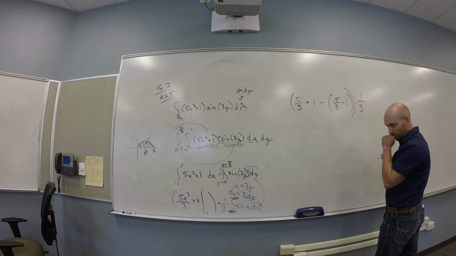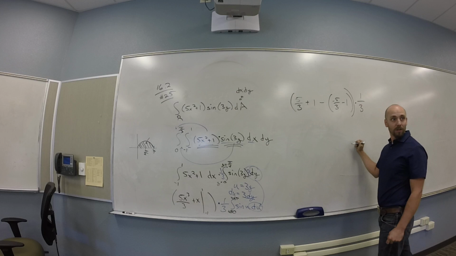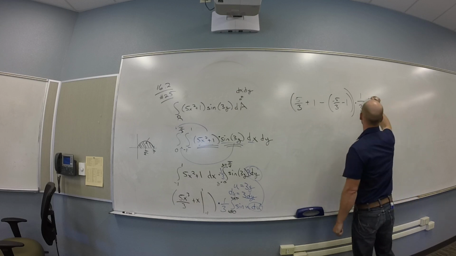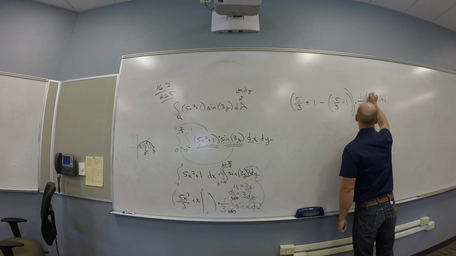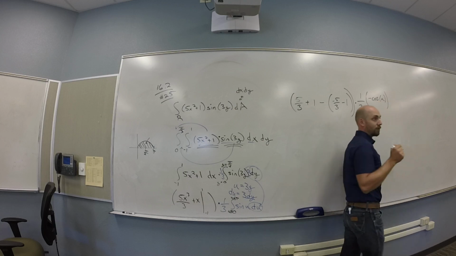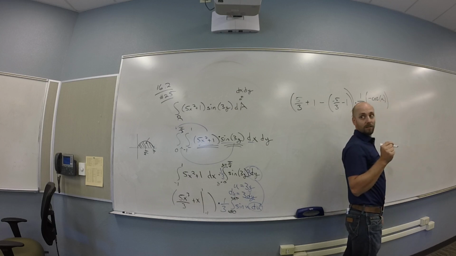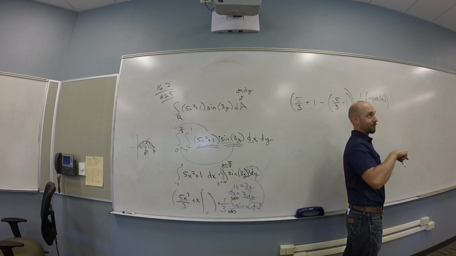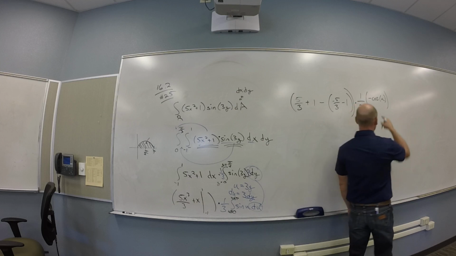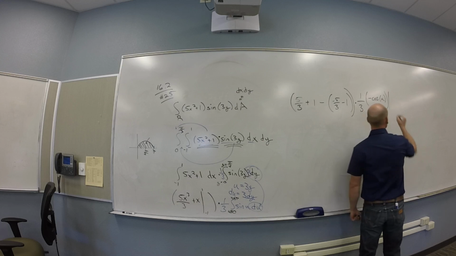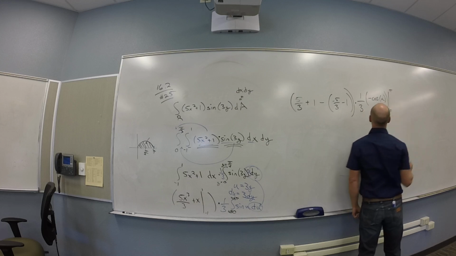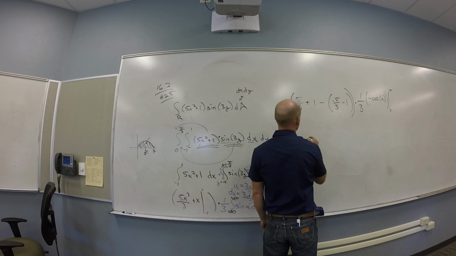And then what's your integral of sine of u? Negative cosine of u, right? Are we sure? How do we check? Just take the derivative. Yep. The derivative of sine is cosine, the derivative of cosine is minus sine. Cool, there was a minus. Good. And I need to evaluate from 0 to pi.